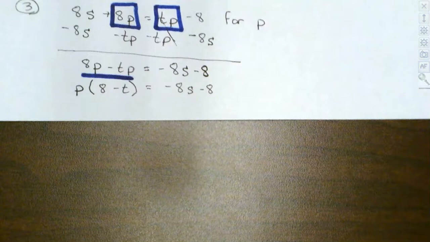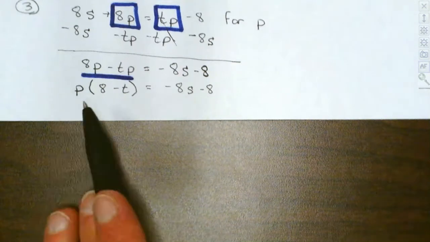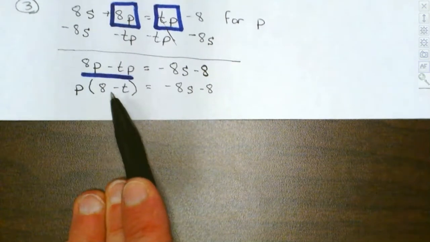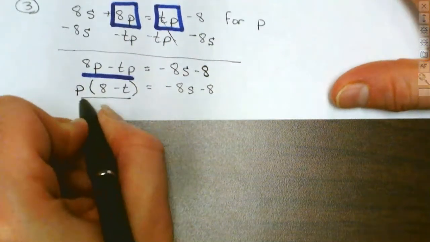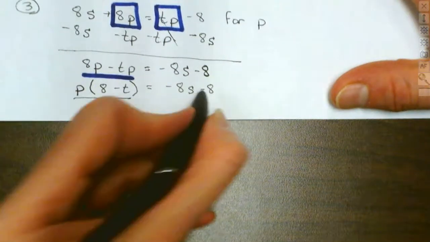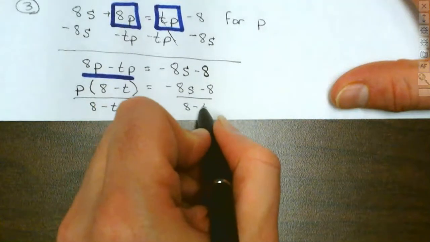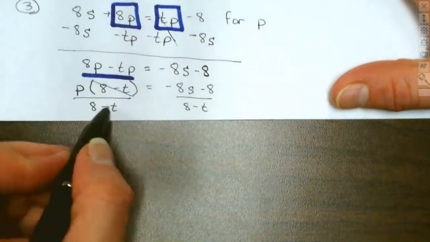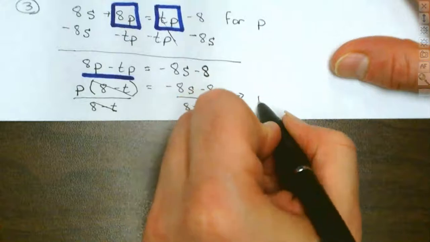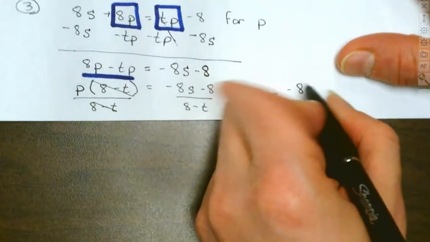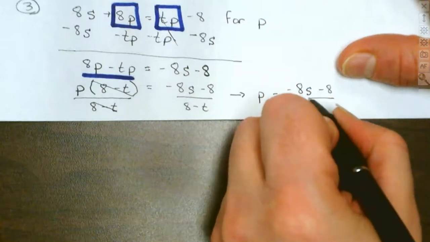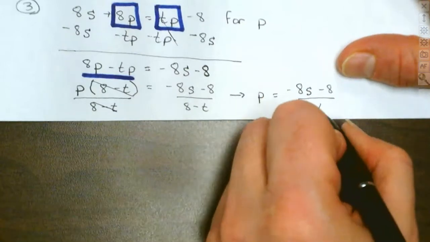We've got one more step. How do we get that p by itself? Well, how does that p relate to our parentheses? It relates to the parentheses by multiplication. So what undoes multiplication? Division. So we're going to divide both sides by 8 minus t. And then we are finished, because those can cancel. And that leaves you then with p equals minus 8s minus 8 over 8 minus t.